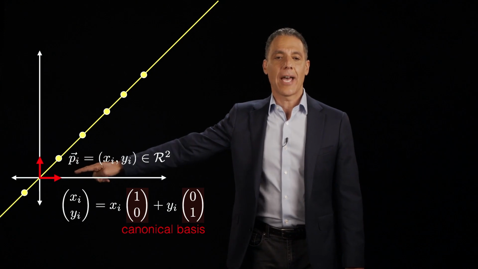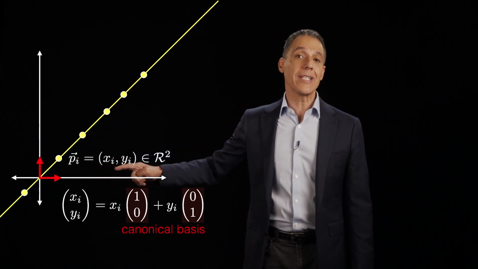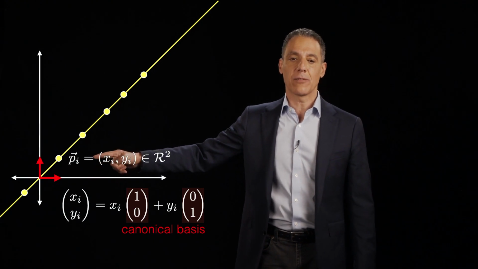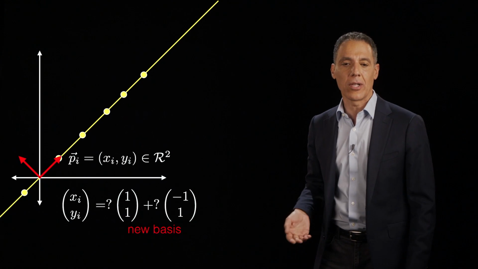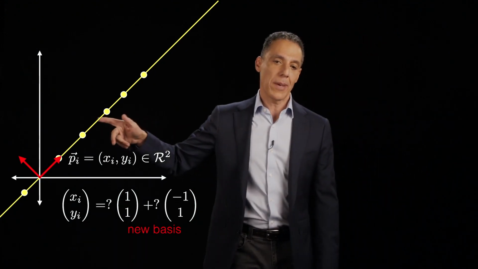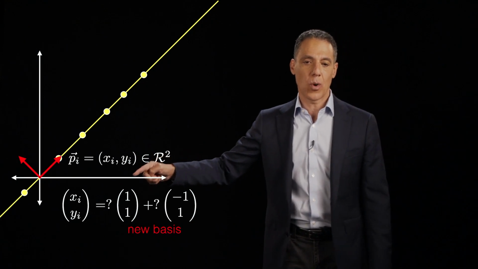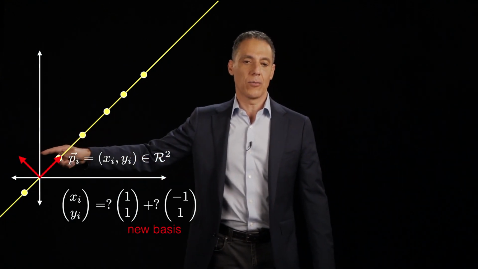This is the canonical basis. It is not the only basis I could have used. In fact, there are an infinite number of bases I could have represented points in R2 in. This just happens to be the one that we've all agreed on. Here, for example, is another basis. What are the basis vectors now? They're the vector 1, 1 and the vector minus 1, 1. That's what I've drawn in red here.